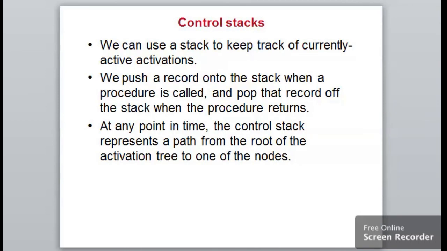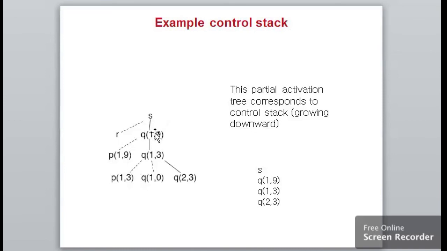Based on the activation tree, we represent a control stack. What is the control stack? It keeps a record of the currently active activations, or the procedures that are in execution. How are we representing a control stack? By the solid line. The solid line represents those procedures that are in execution, and the dotted line represents those procedures whose activations are completed.